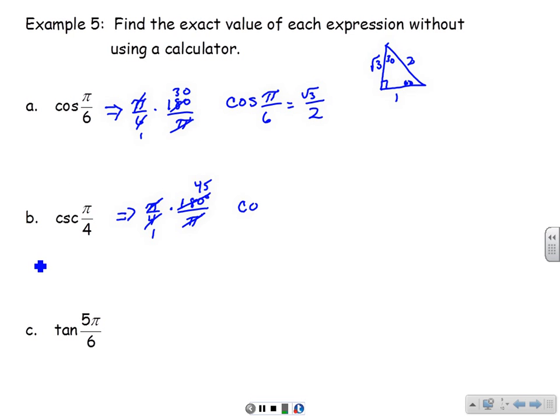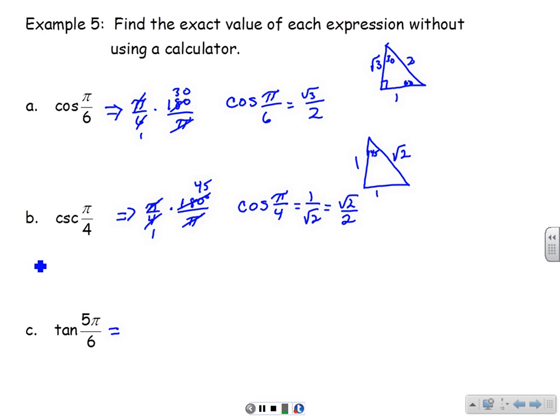So we're doing cosine of pi over 4, which is the same as cosine of 45 degrees, and you know that we have a 1-to-1 to radical 2 triangle. Cosine of 45 degrees is adjacent over hypotenuse, so you're going to have 1 over radical 2, but we need to rationalize that, so that's going to be radical 2 over 2. And again, you're going to do this enough to know that cosine of pi over 4 is the same as cosine of 45 degrees, which is radical 2 over 2.